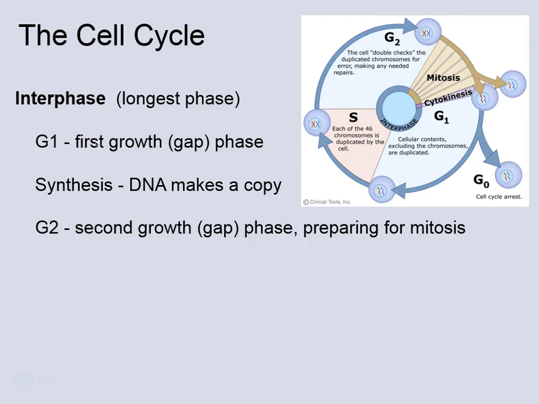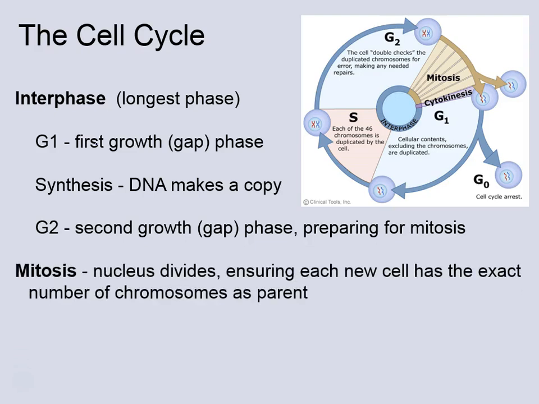And here's kind of the double check, right? You're going to make sure that there's no errors in your chromosome copies. You're going to make sure that you've divided all of your organelles and you have everything you need. And there's going to be checkpoints throughout this process to make sure that the cell is ready to divide and that it doesn't have any mutations. We'll look more closely at interphase and the checkpoints in another lecture.